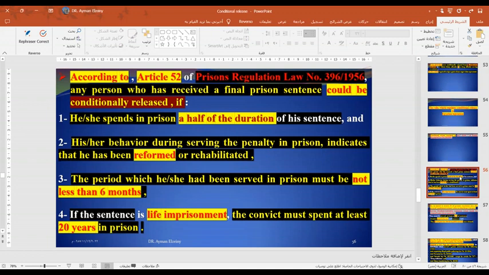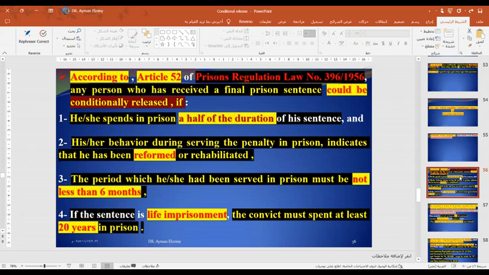If he or she spent in prison a half of the duration of his sentence. لازم يكون، واحنا زي ما قلنا يا ولاد، الشرط ده المنصوص عليه في المادة 52 تم تعديله أكتر من مرة، كان 3/4 ثم تلتين ثم نص. يكون قضى نص مدة العقوبة على الأقل، ما قضاش نص مدة العقوبة، يبقى هنا مش كواليفايد لتطبيق الكونديشنال ريليز.